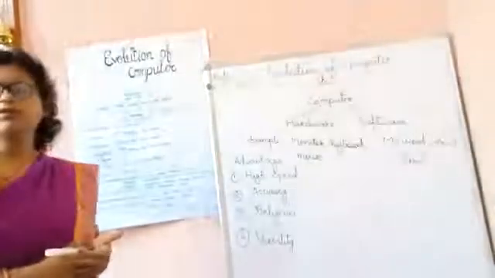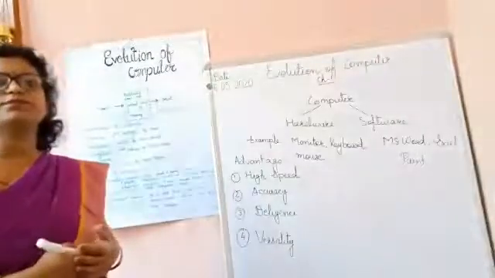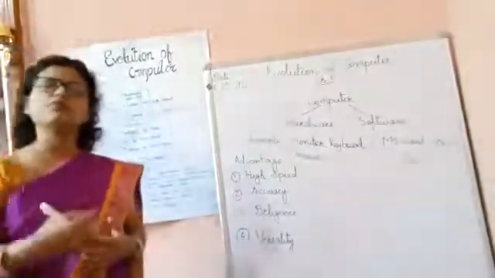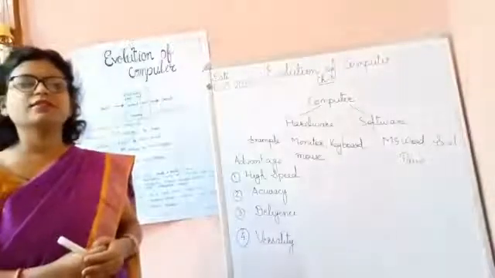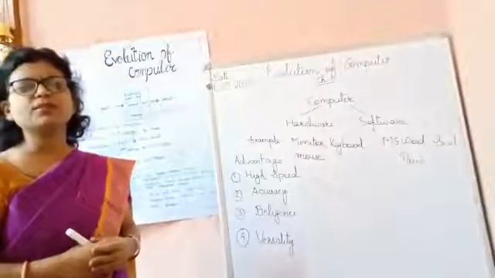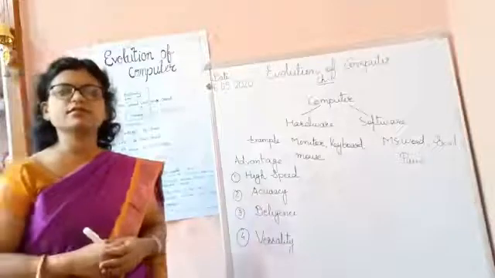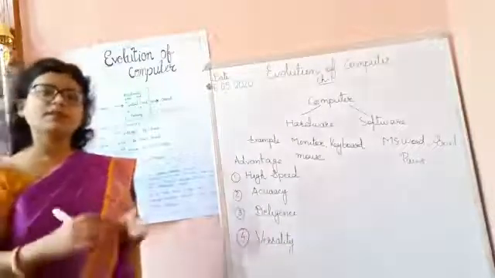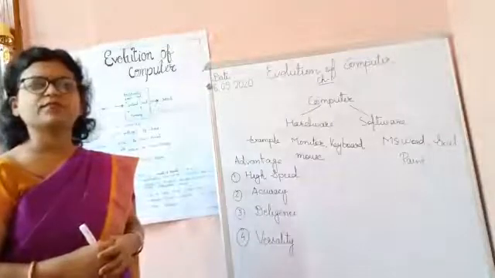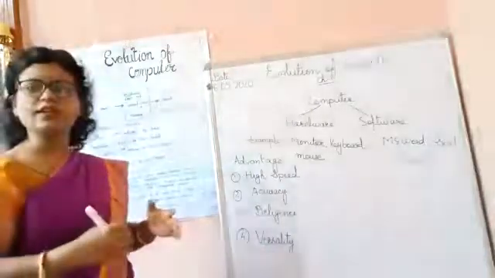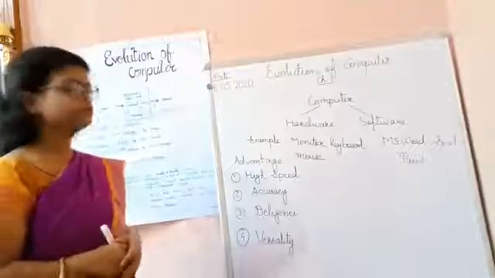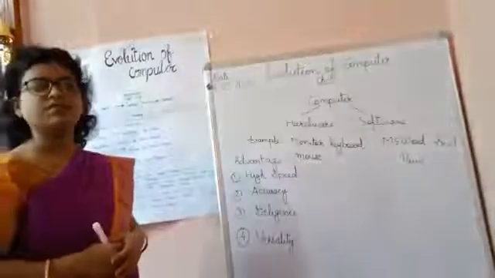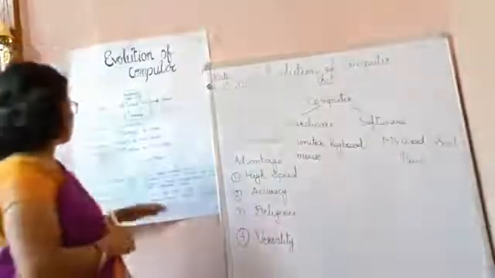Now I'll tell you about the generations of computers, meaning how computers were before and how they are nowadays. As I told you, before, computers were very huge in size. Computers were large in size, so we could not carry a computer from one place to another. But nowadays it is very easy, as we know. First generation of computer.